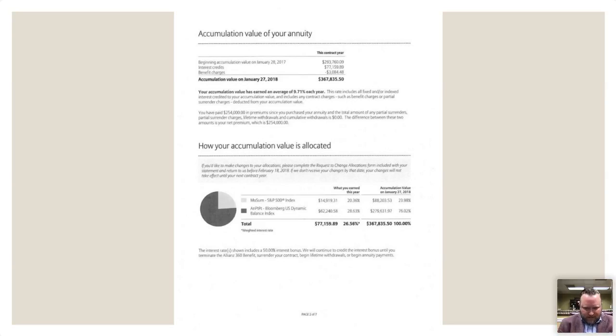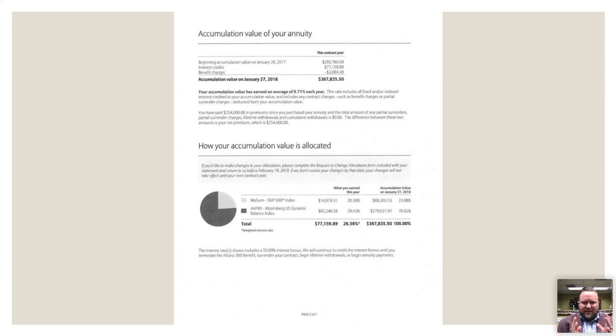So you can see here, this one has monthly sum S&P 500 index that earned $14,000, which is 20%. Let's take that back. It made $14,919, which is 20% interest, bringing that monthly sum portion of the contract up to $88,203. And that represents 23% of the total investment. Let me explain what monthly sum is.